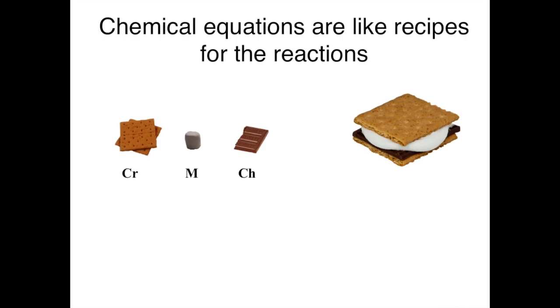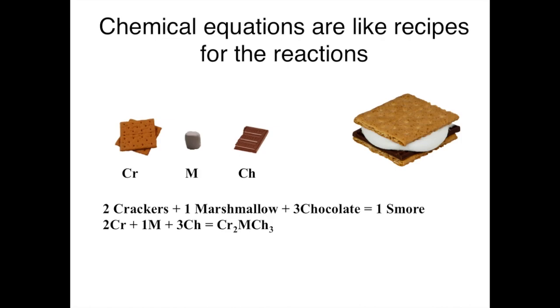An analogy to help you understand what a chemical equation is, think about a recipe. For example, if I wanted to make s'mores, the recipe for a s'more would be that you need 2 crackers and 1 marshmallow and maybe 3 pieces of chocolate to give you 1 s'more. If I were to transform that into a chemical equation, it looks like this: 2Cr plus 1M plus 3CH equals a s'more, or we represent s'more as its components, Cr2MCH3.